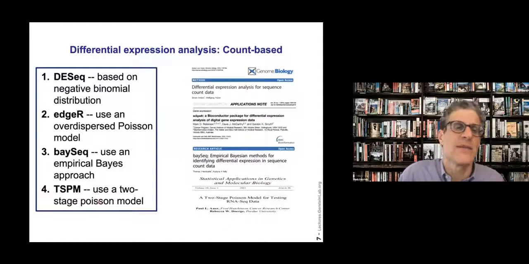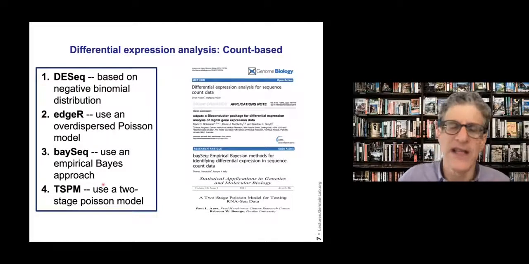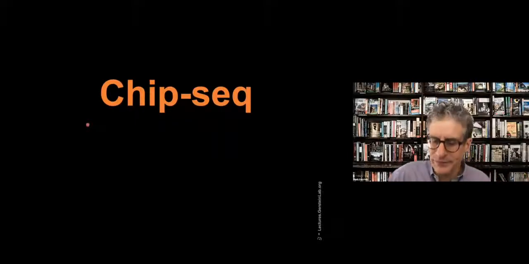Very typical. There's a lot of ways of doing this. I just list some of the popular approaches here. It's more of just to kind of complete things. And I have some references here. DE-seq is a popular method. It's based on the negative binomial distribution. These use different statistical models, EDGE-R, and so forth. So I just want to give you a little bit of a sense of these methods. Now I'm just going to go on to ChIP-seq.